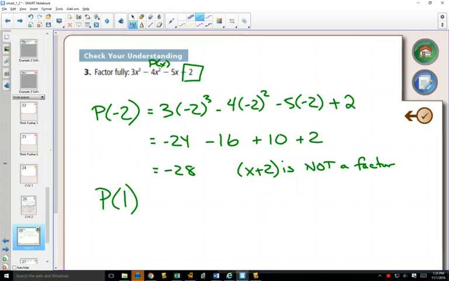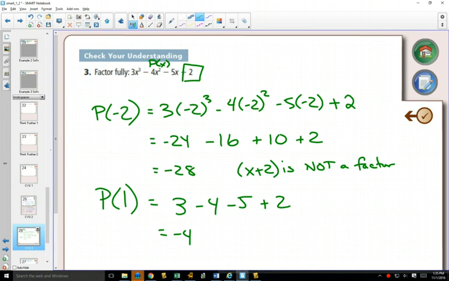1 is nice because the mental math is really easy when you plug in 1. 3 minus 4 minus 5 plus 2. What does that equal? Negative 4. So that was a really good one to try because the mental math was easy. But again, we failed. Found another one that's not a factor. Which one do you want to try next?